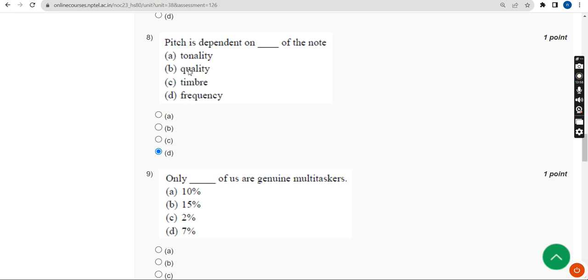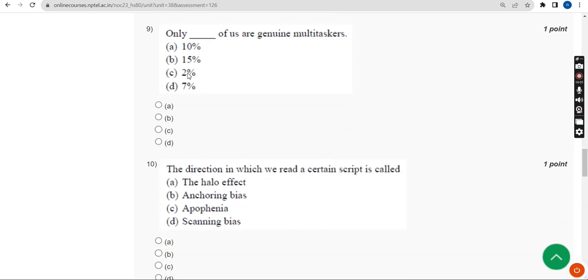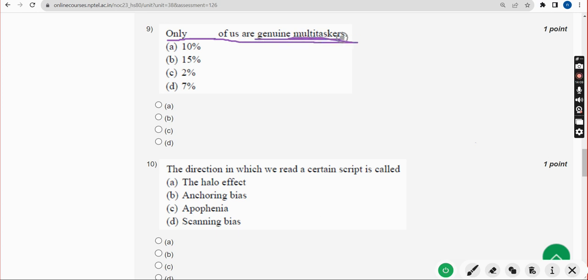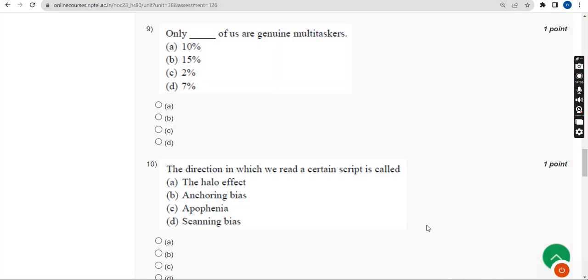Now let's move on to the ninth question. Only dash percent of us are genuine multitaskers. For the ninth question, I have got the answer as option A: only 10% out of the total population are genuine multitaskers, according to a survey, according to the studies. So mark the first option, 10%. I'm marking option A.